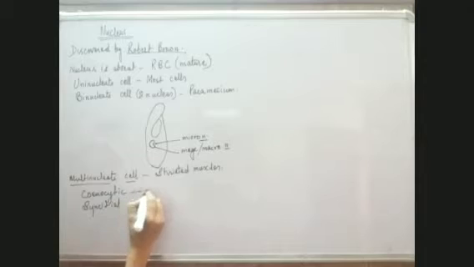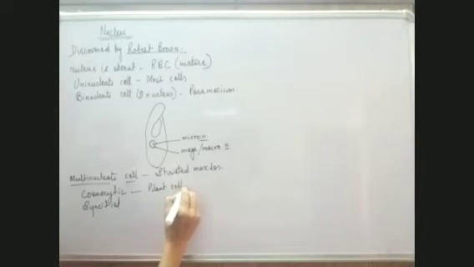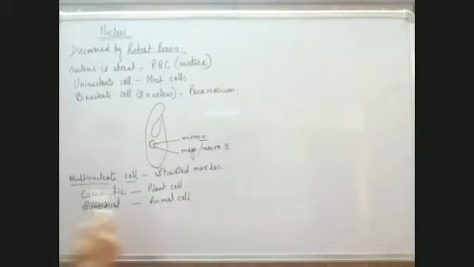When we say coenocytic, this we say in the case of plants. If plant cells have many nuclei, we say that it is coenocytic. If an animal cell has many nuclei, then we say that the animal cell is syncytial. So two terms are used for the same characteristic property. When a plant cell is multinucleate, we say coenocytic. When an animal cell is multinucleate, we say it is syncytial.